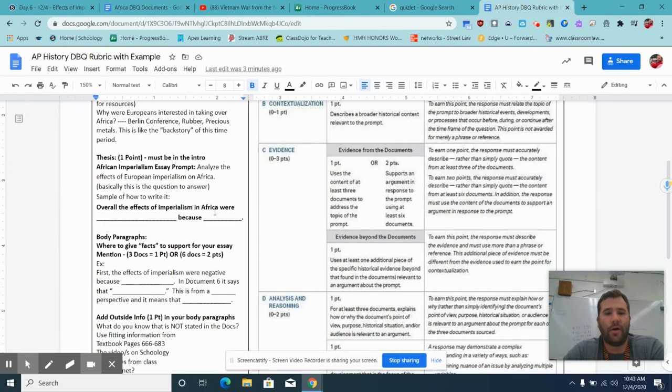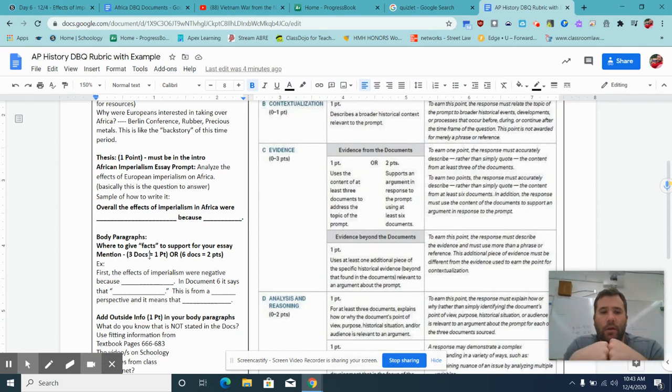You're quoting from those documents. If you quote or mention 3 documents properly, understanding them properly, you can get a point. If you do that for 6 documents, you can get 2 points. So if I were you, I would try to get the 2 points. So you might want to mention 2 documents in 1 paragraph. That way you'd only have to write 3 body paragraphs. 3 times 2 is 6.